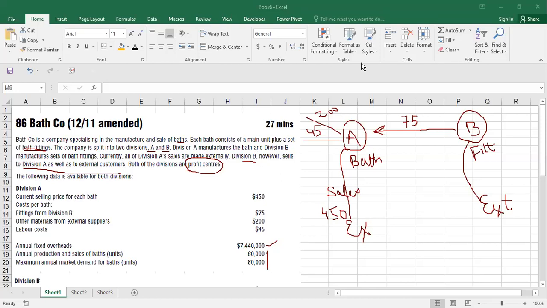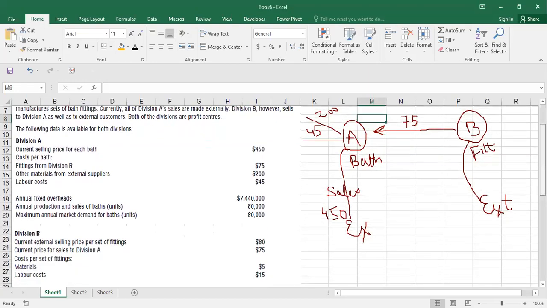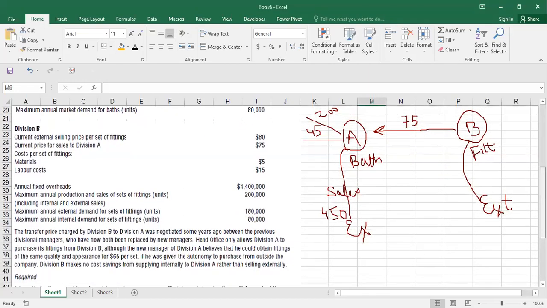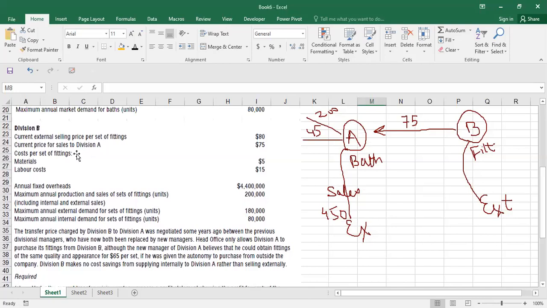Now let's see what is happening with Division B. Let me erase these numbers. So for Division B, the external selling price per unit is 80. They are giving the fittings to A for 75, but when they are selling to external customers, they can sell for 80. So they are selling a little cheaper inside. And the current price of sales to Division A is 75.